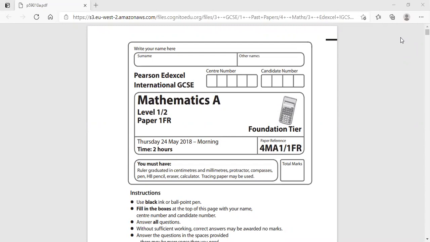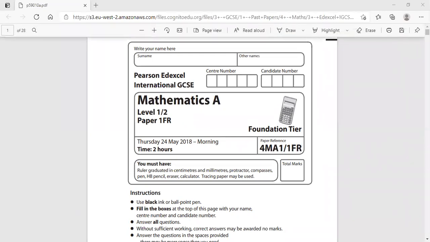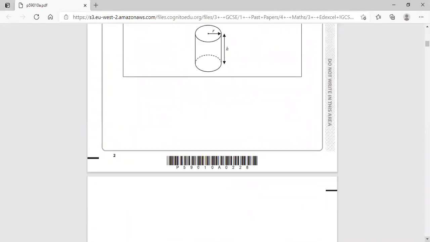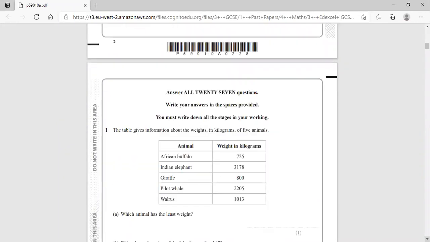So in this video we're going through an exam. We're going to do the first 5 questions of a foundation tier paper. So this is from 2018, June 18th, paper 1FR. And like I said before, it's foundation IGCSE LXL. Okay, so let's continue. Right, so here is the formula sheet. So there's 27 questions. I'm going through the first 5 in this video.